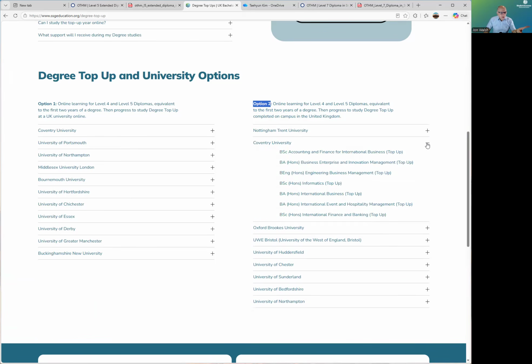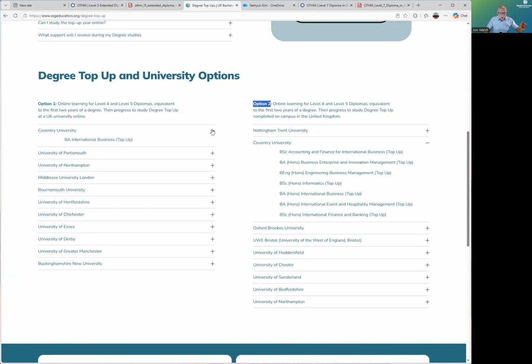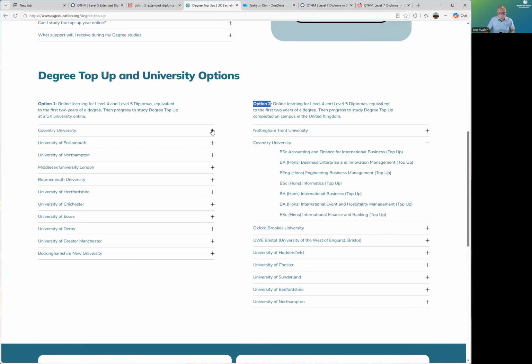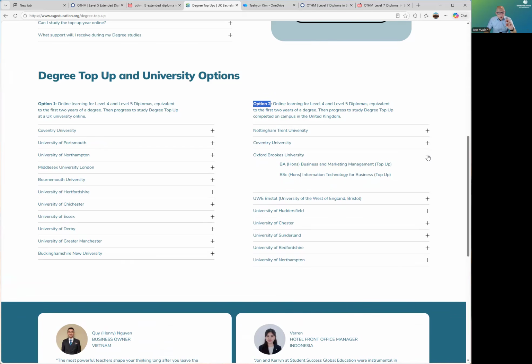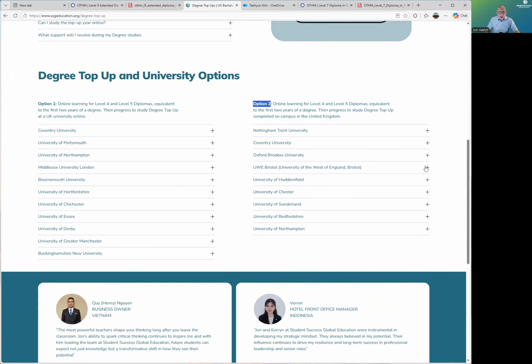You've got Coventry University. Coventry University, you can also go online or study on campus. You can see the difference between Coventry University, if you study online, it's just one offering. If you actually go there, there's a lot more, 1, 2, 3, 4, 5, 6, 7 different ones, and quite diverse as well. Oxford Brookes University, it's not Oxford University, but it's Oxford Brookes University. BA Honours in Business and Marketing, or a BSc Honours in Information Technology for Business. University of West England in Bristol as well.